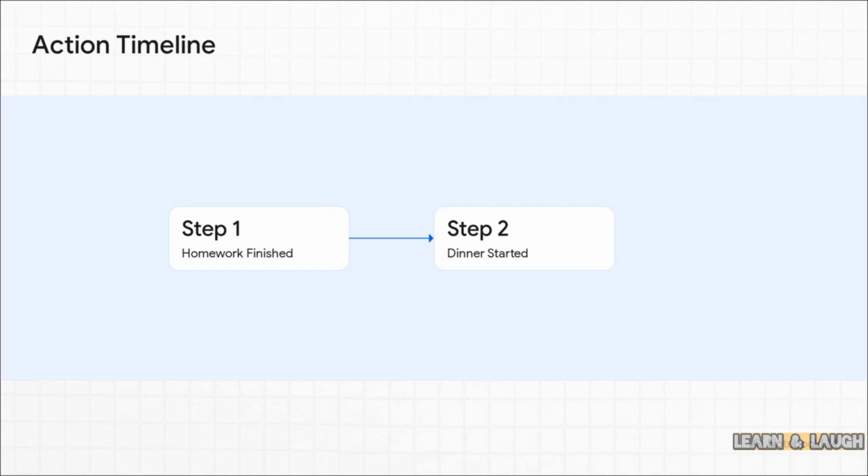Step 2, dinner started. Because the homework was totally done and dusted before dinner even became a factor, we would say, I had finished my homework before dinner. See? The past perfect makes the timeline crystal clear.